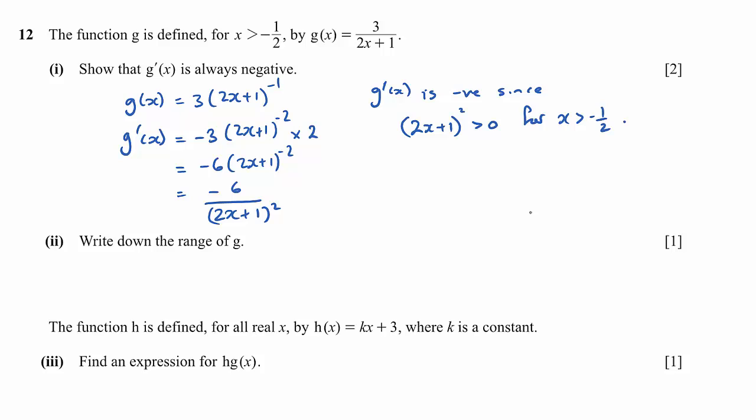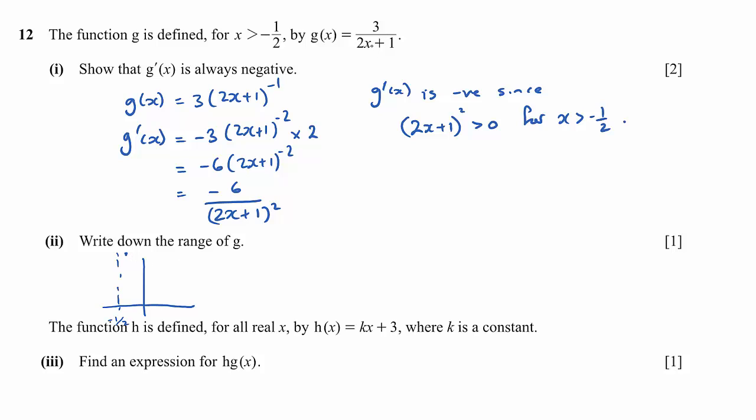So write down the range of the function g. So we know that it's not allowed to be negative a half, but if we did put negative a half in here, we'd have a 0 on the bottom. So that tells us that we have an asymptote at negative a half. And clearly it would be 3 divided by a positive number, so it's going to be up here.